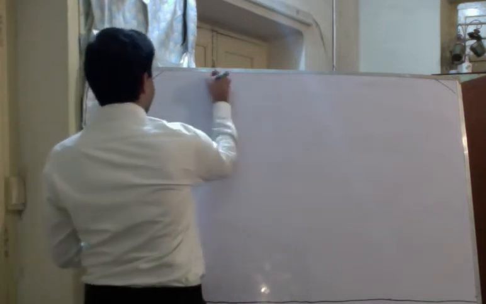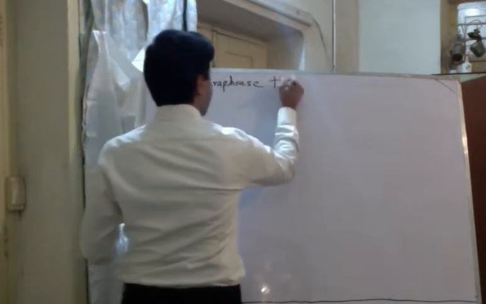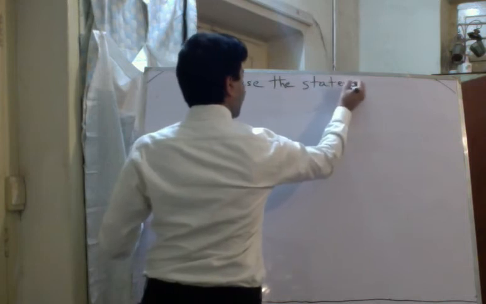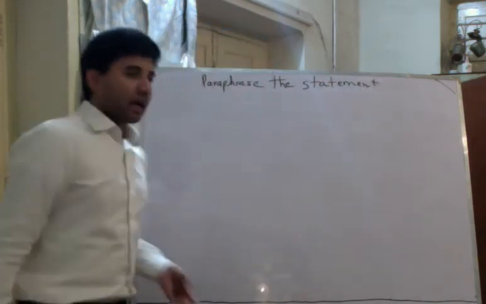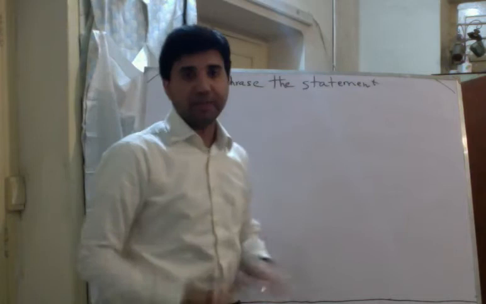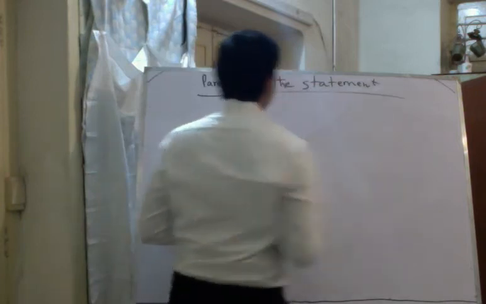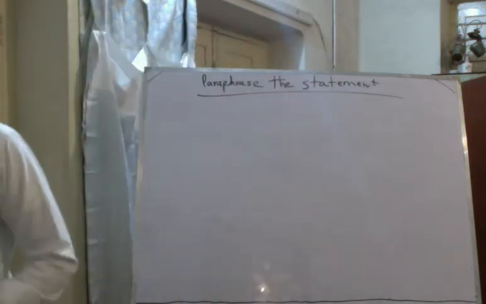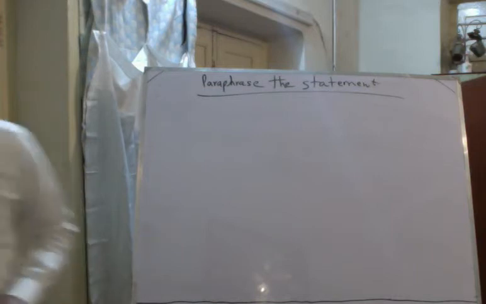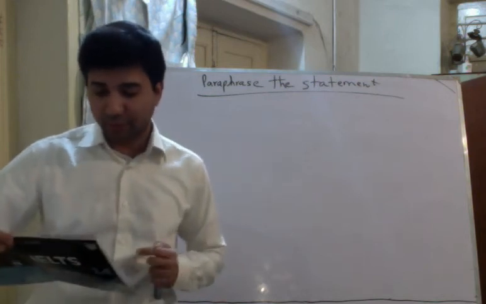Line number 2 in the introduction is to paraphrase the statement. I have told you before what paraphrasing is. Paraphrasing the statement means writing the same thing in your own words. So in this one, we paraphrase the statement. We have: some people think it's better to choose friends who always have the same opinion as them. Other people believe it's good to have friends who sometimes disagree with them.